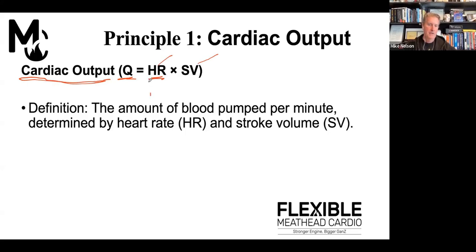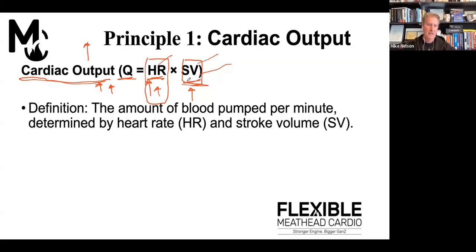Everybody's familiar with heart rate, right? Just how fast your heart is beating. Stroke volume is how much blood per beat is actually coming out of the heart. So if we increase stroke volume at the same heart rate, we've automatically increased cardiac output. If we increase heart rate at the same stroke volume, we've also increased cardiac output. Most people know that when they exercise, heart rate goes up. That's because your muscles need more blood, and therefore oxygen, and so do your brain and organs. We need to increase cardiac output when we do that.